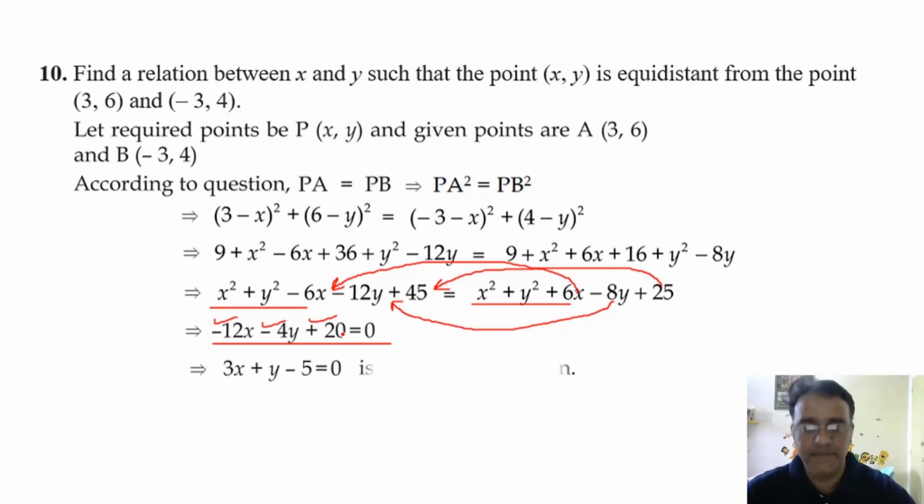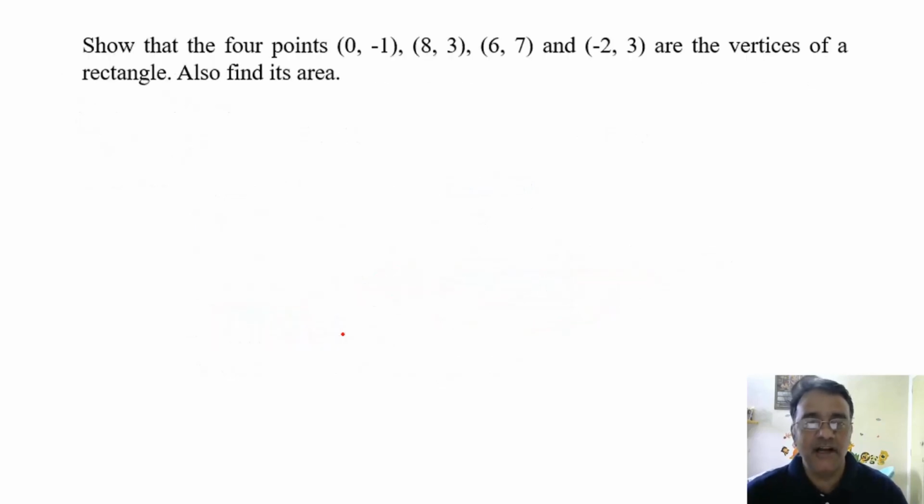No, sir. Okay. Now we'll move towards another very good question. Show that the 4 points, triangle based हो गया, ये quadrilateral based question है. Show that the 4 points (0, -1), (8, 3), (6, 7) and (-2, 3) are the vertices of a rectangle. Also find its area. So for rectangle, what you have to show? Priyanshi.